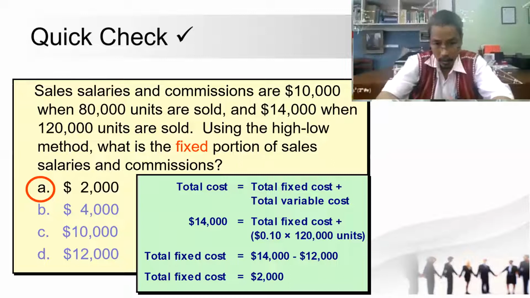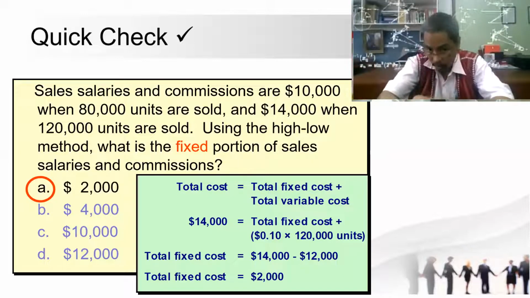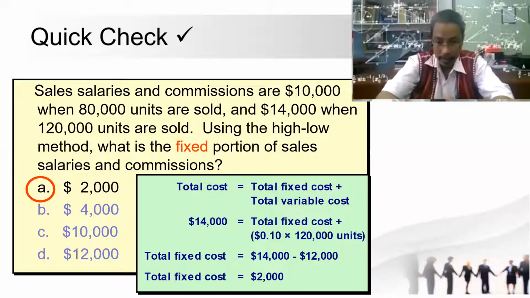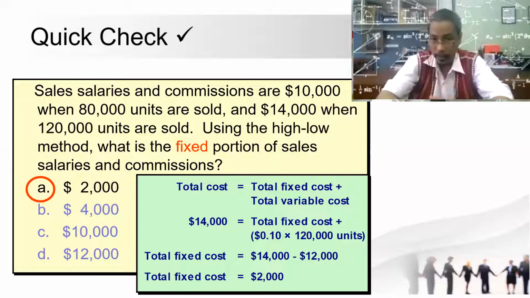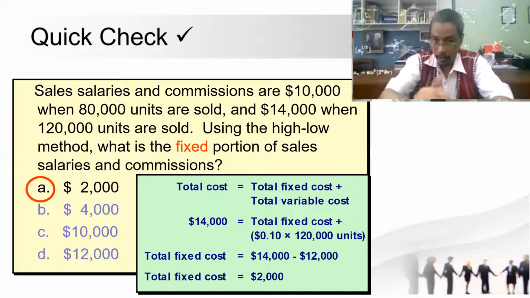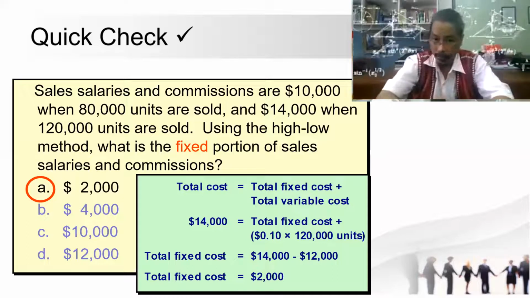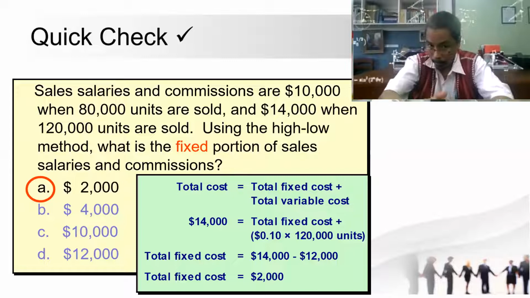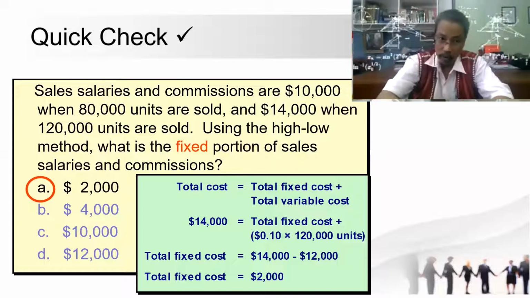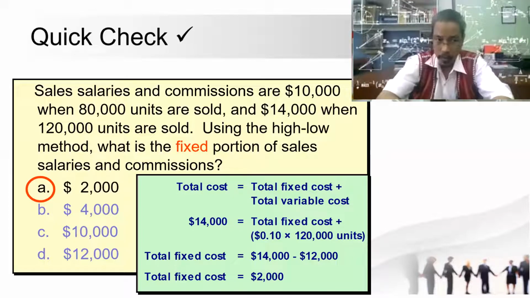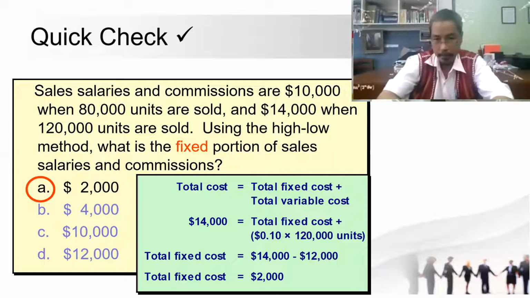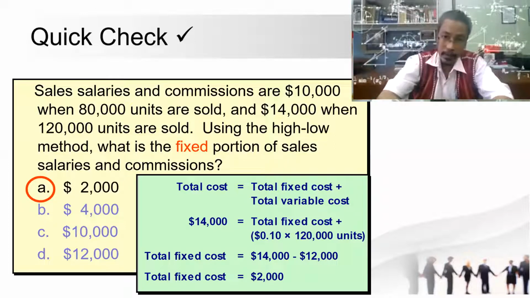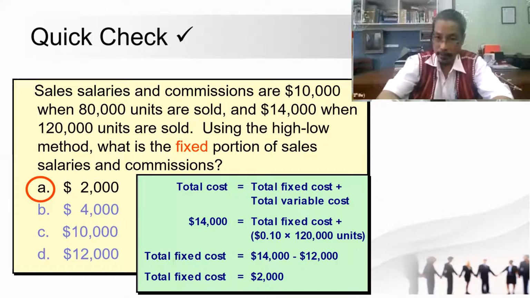So how to do it? There is an explanation on the green area here. That is a detailed explanation. While I am explaining, you can also look at the video and use this format to solve for the fixed portion of the graph. The fixed portion is again the y-intercept. The y-intercept. Okay.